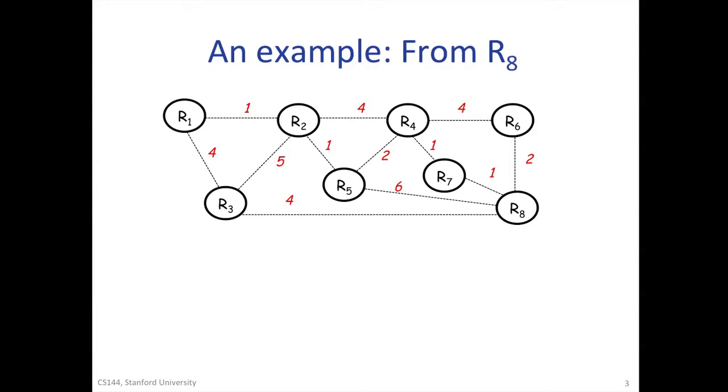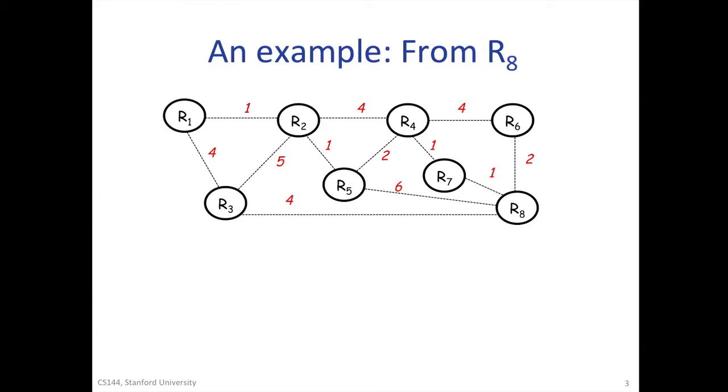Let's work through an example of Dijkstra's algorithm on this topology here. So this topology has 8 routers connected by links that are annotated with the cost of using those links. And we're going to go through the example of finding the lowest cost spanning tree from R8 to every other router. So let me just draw an example of what that might look like. This won't actually be the right one, but it will give us an example of how it might look.